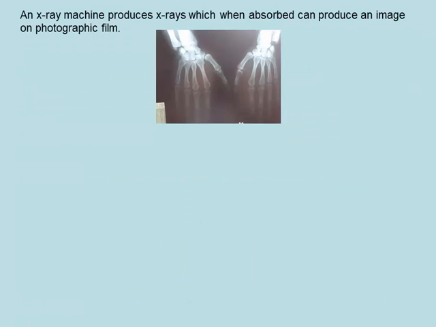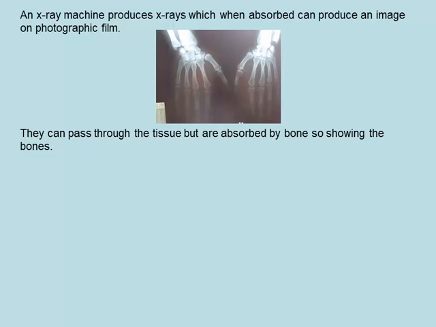An X-ray machine produces X-rays. When these are absorbed, they can produce an image on photographic film. They can pass through soft tissue, but are absorbed by bone, so this shows an image of the bones. X-rays are also used to kill cancerous cells in the process known as radiotherapy.